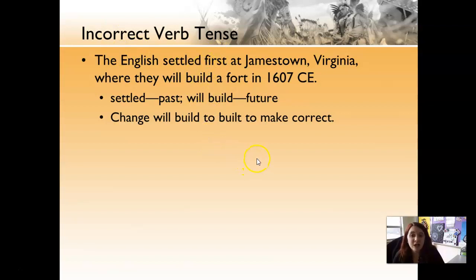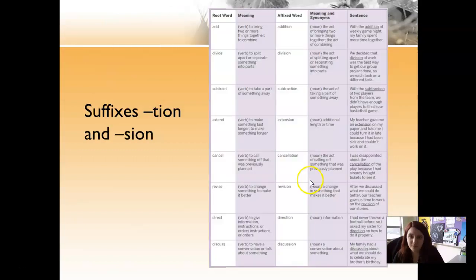So we're going to change build to built to make it correct. This is the new sentence. The English settled first at Jamestown, Virginia, where they built a fort in 1607. We took out "will build" and put "built." Now we are in the correct verb tense.